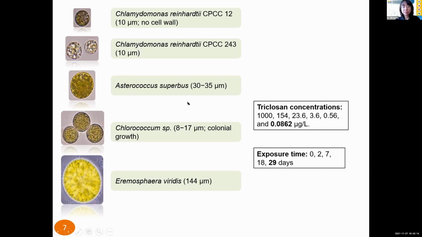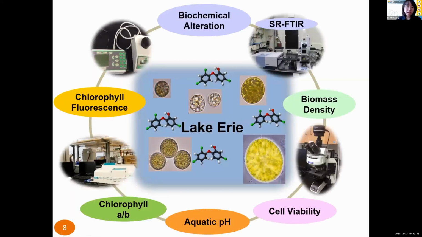And for the triclosan concentrations of evaluation, I used multiple endpoints such as cell density, cell viability, pH, chlorophyll concentration, and chlorophyll fluorescence, as well as biochemical alteration. That information can be obtained using synchrotron light, not the normal light source.